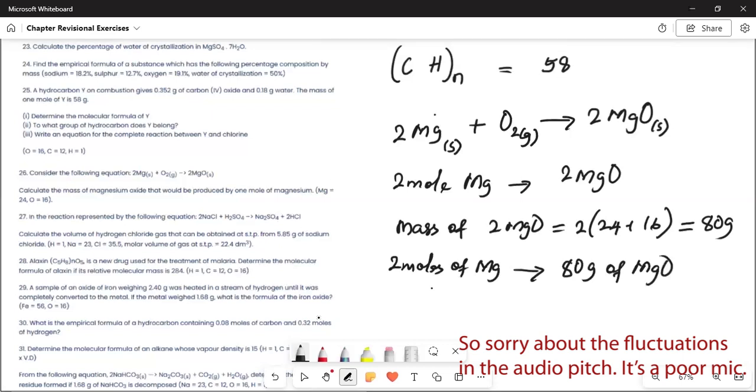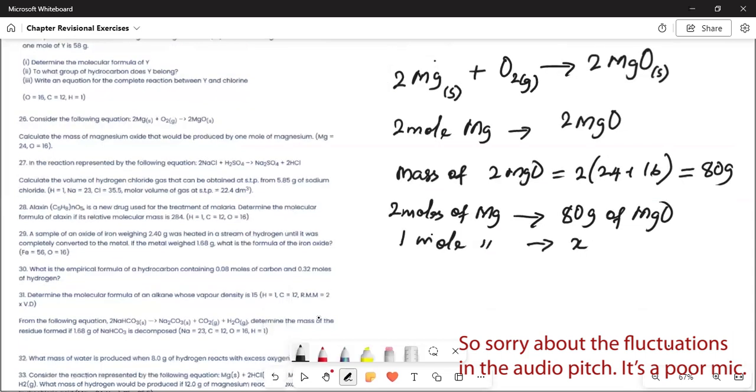But the question says calculate the mass of magnesium oxide that will be produced by 1 mole. So what will 1 mole of magnesium give? Let it be X. So that by proportion, when we cross multiply, X times 2 is 2X. Then 1 times 80 is 80. Therefore, X is 80 divided by 2, and that is 40 gram. So the mass produced by 1 mole of magnesium should be 40 gram.